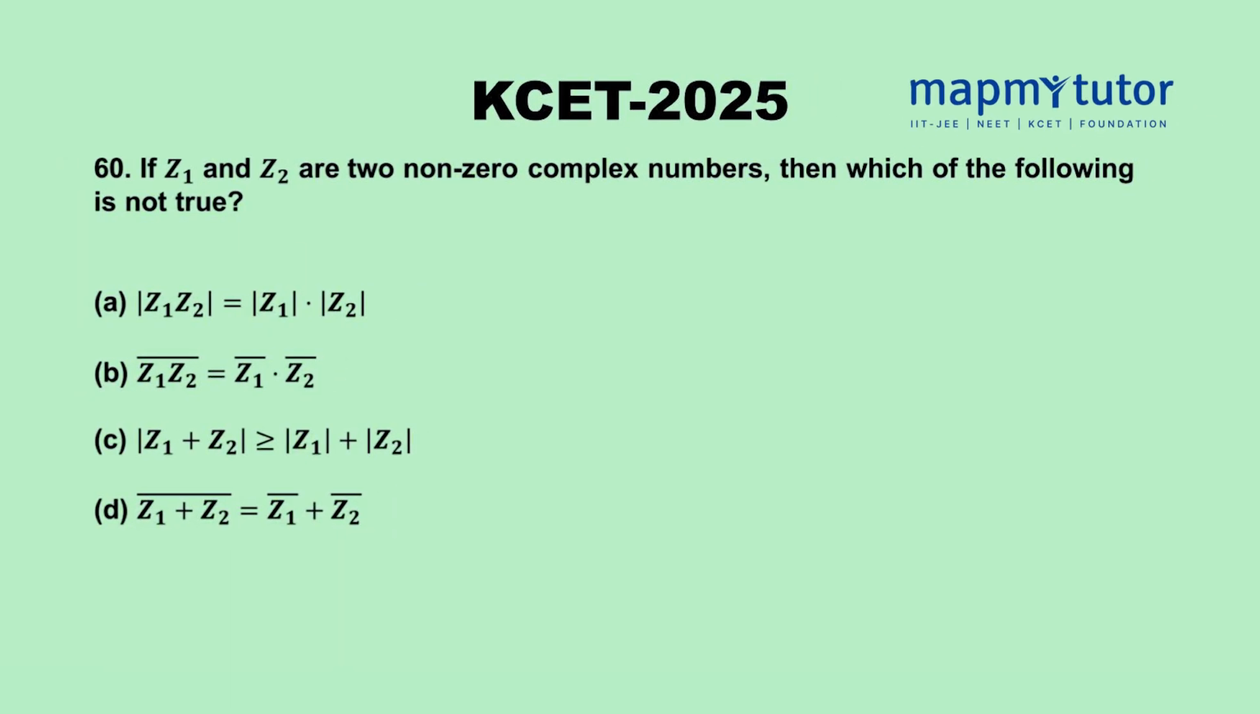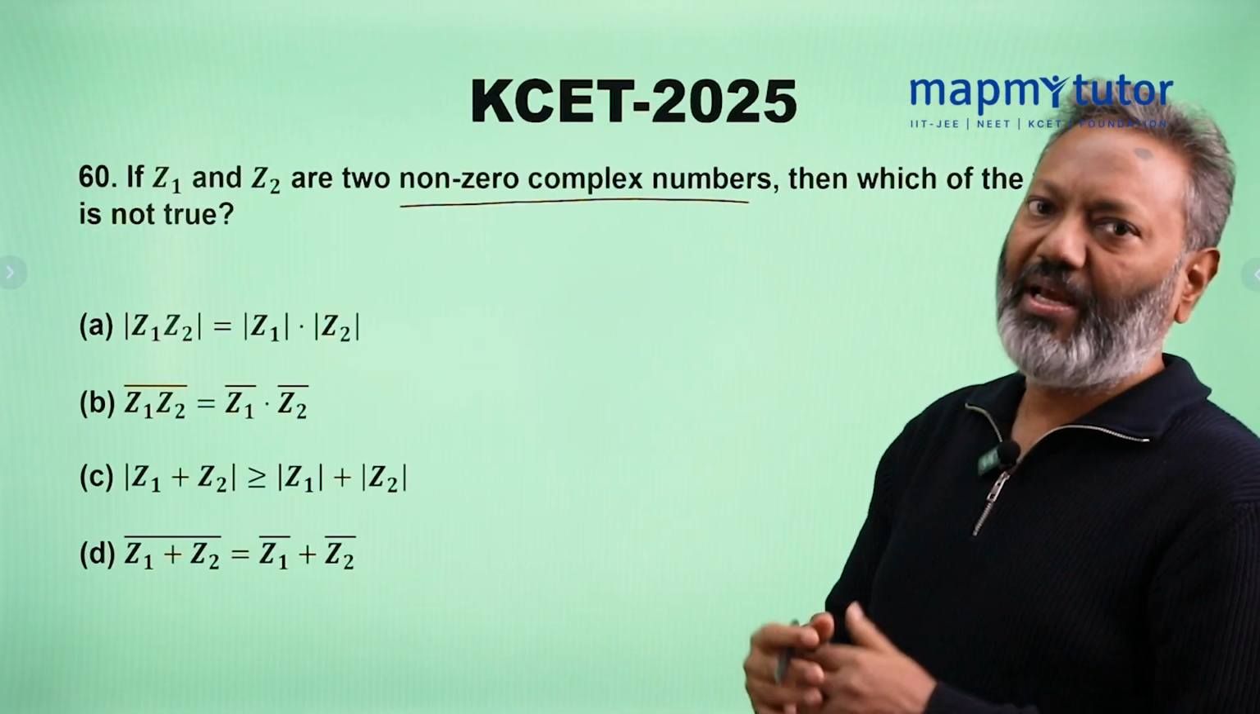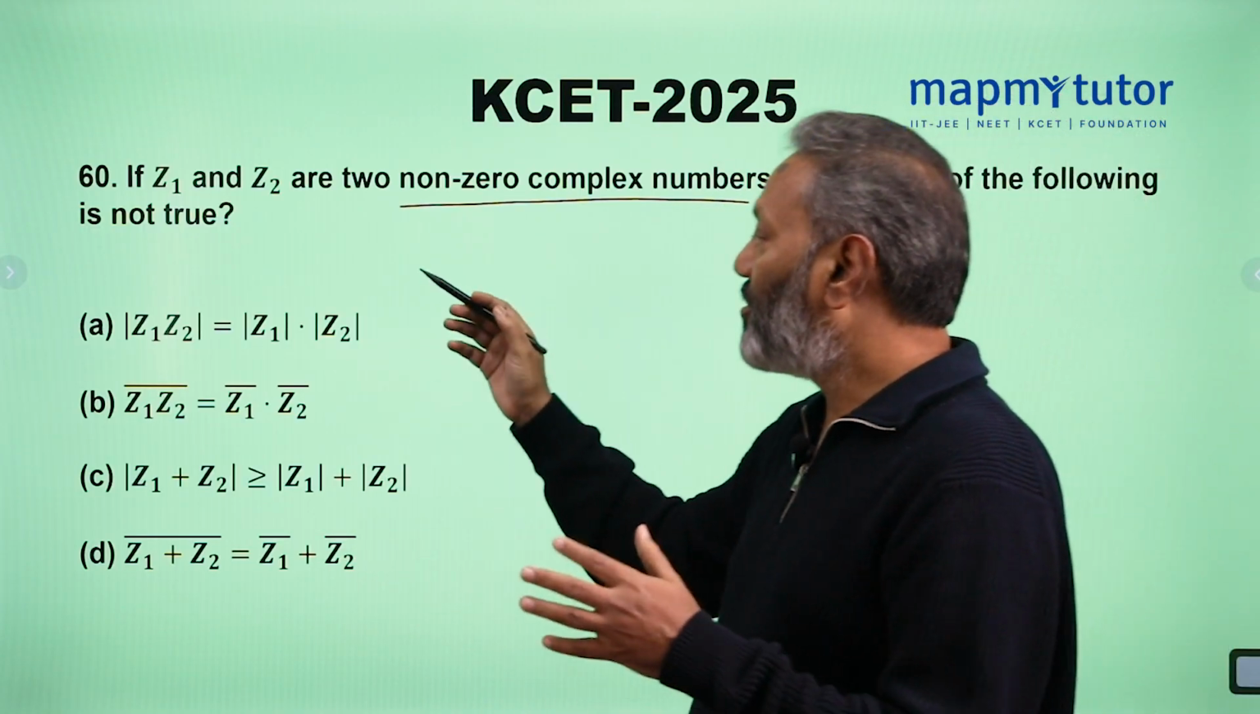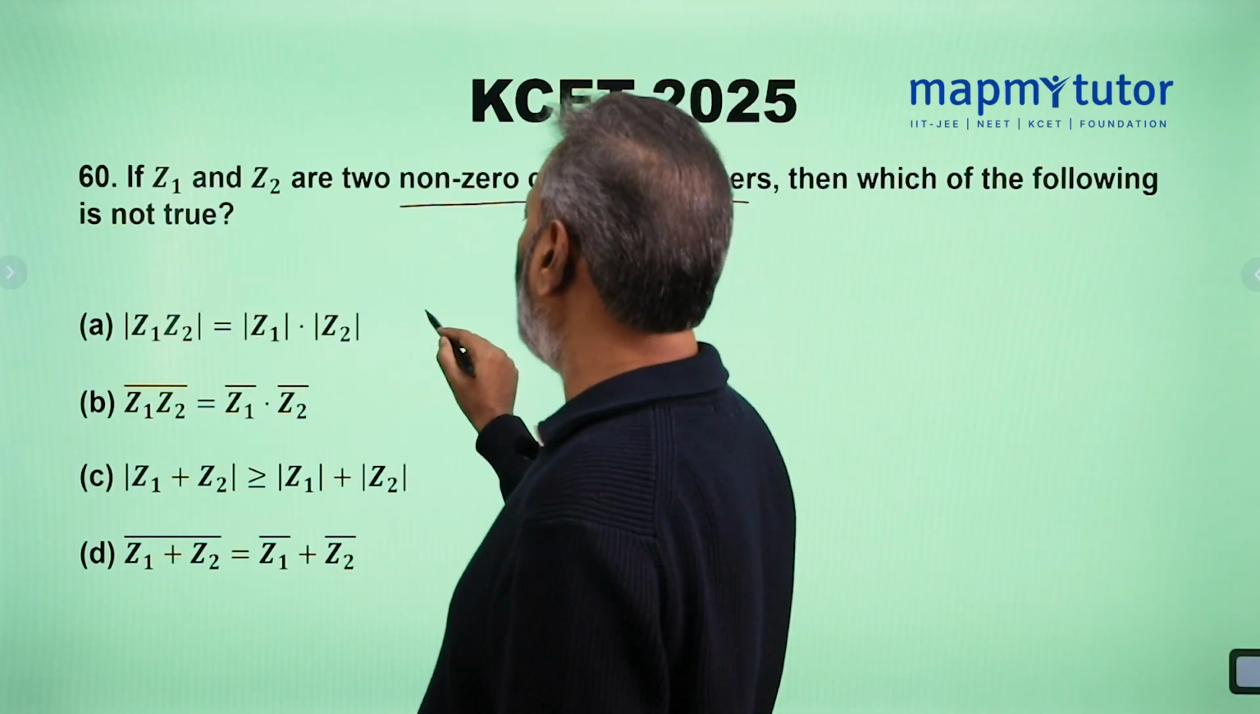Come on, the last question. If Z1 and Z2 are two non-zero complex numbers, then which of the following is not true? Just by verification of the options, we have to consider which is true and which is not true, and the not true one is our option. Mod Z1 Z2 is mod Z1 into mod Z2.